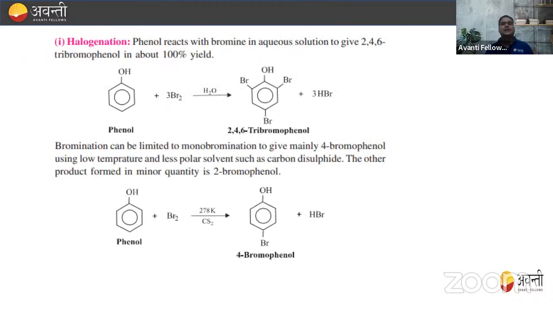चलो, so let's see the first electrophilic reaction, that is halogenation, right? So what do you mean by this term halogenation basically?